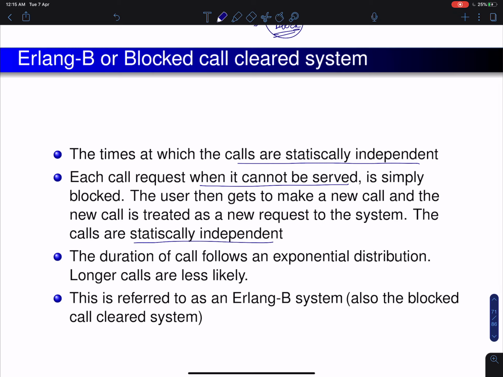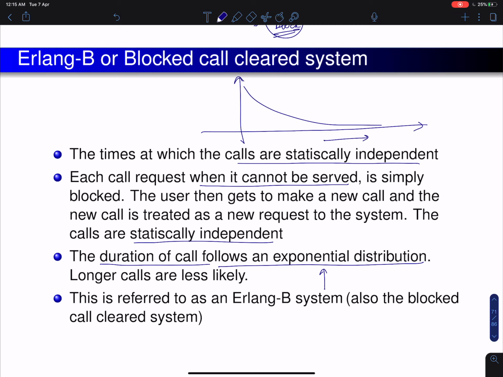Okay, and the more important thing here is that the duration of a call follows an exponential distribution. So this is the duration of a call, which means shorter durations of the calls are more likely, longer durations of the call are less likely. If I plot the duration of the call on one axis and the probability density f_D(t), where D is the duration, then longer calls are less likely compared to shorter calls.